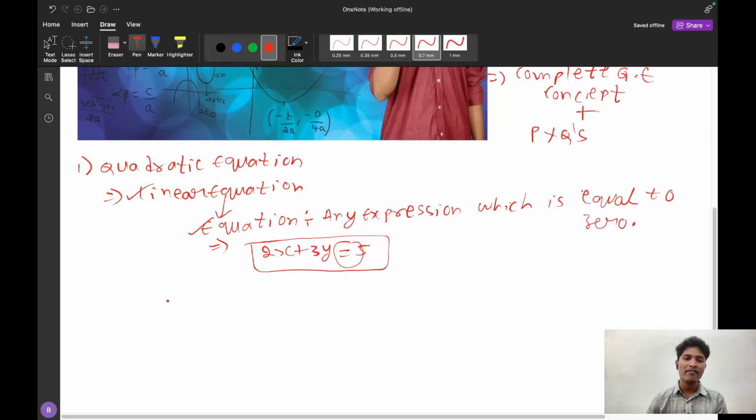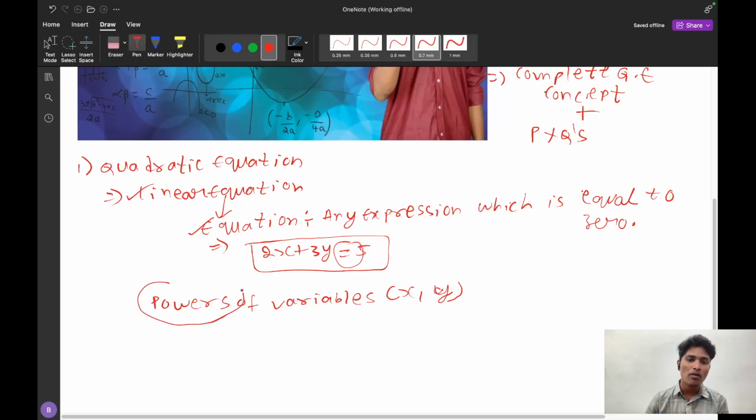In this equation, if you observe the powers of the variables, what are the variables here? The variables are x and y. What are the powers of the variables x and y? The power is the superscript. It is called the superscript.